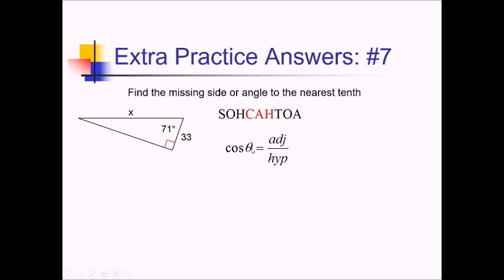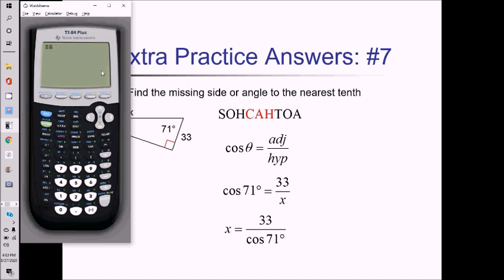So we can say cosine of our angle, 71 degrees, equals that adjacent side, the non-hypotenuse leg of the angle, 33, divided by our hypotenuse of x. And to get x, we have to multiply by x and divide by cosine of 71. So basically switch the x and the cosine 71. And the calculator is all that's going to help us out at this point. So on the calculator, I've got 33 divided by, let's see, here's my cosine button, 71, enter. And that comes out to 101.4.